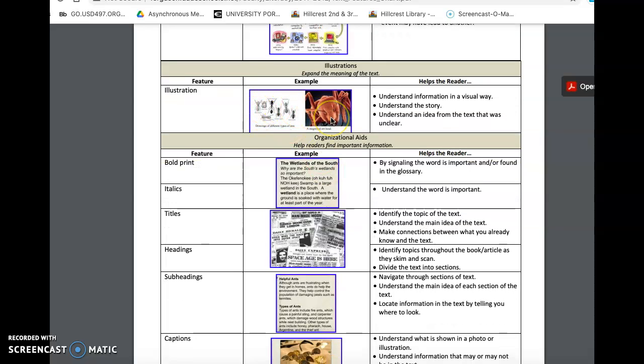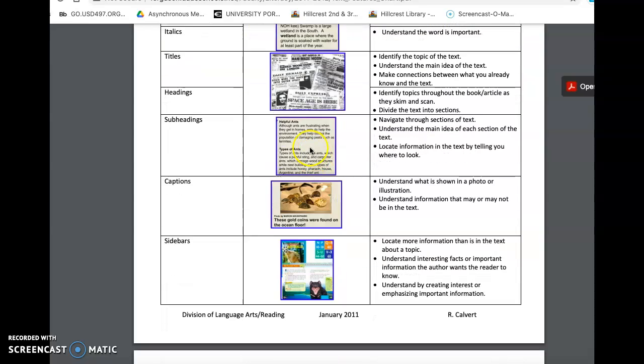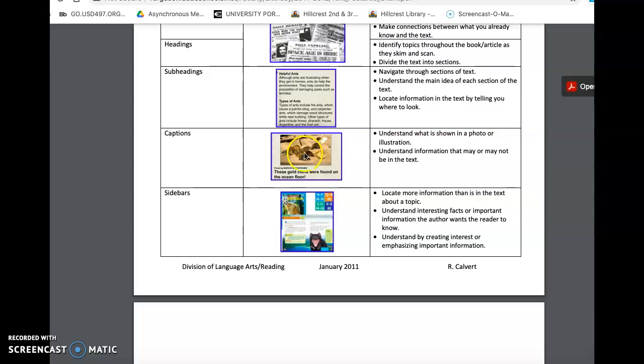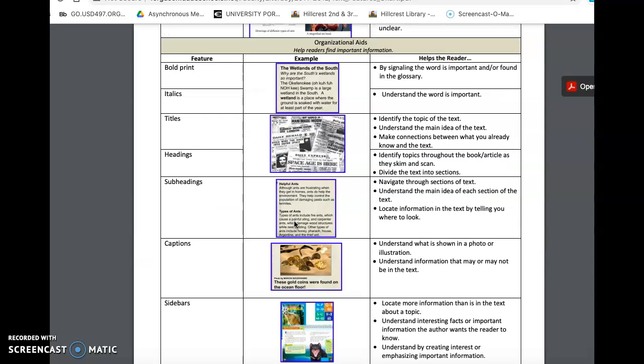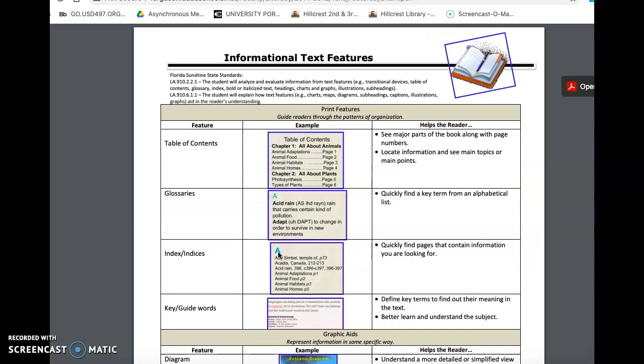Illustration is something that is written or drawn. Bold print, titles, headings and subheadings, captions, which are the words that describe a picture or photo or an illustration. Sidebars could be helpful in your paper, which are just little additional information, facts that are not listed in your sentences. So these are all things that you can include in your informational paper about your topic. So today and tomorrow you are going to work to add text features to your writing.